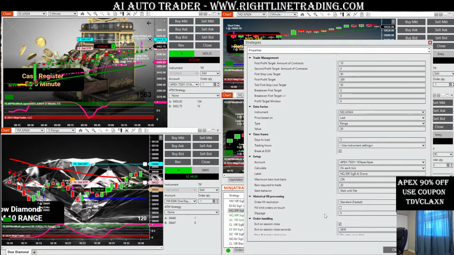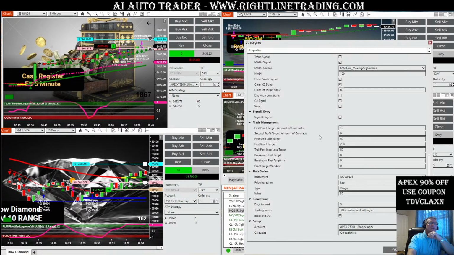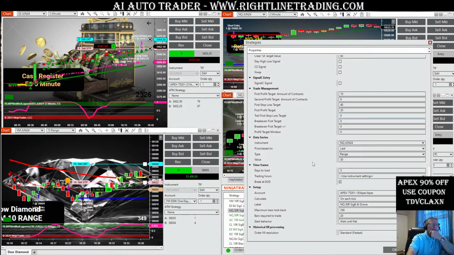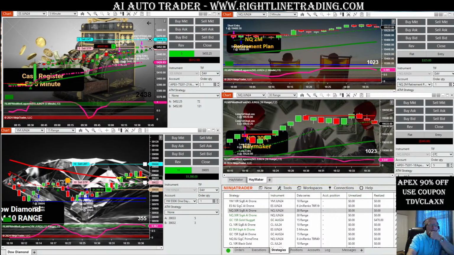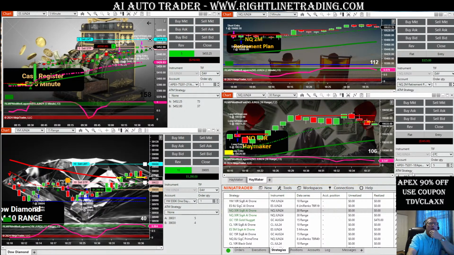18 is at 51,491. So I need about $1,500. So 10 contracts. All we would really need is about 20 ticks. All right, let's go for the gusto on number 18 here.